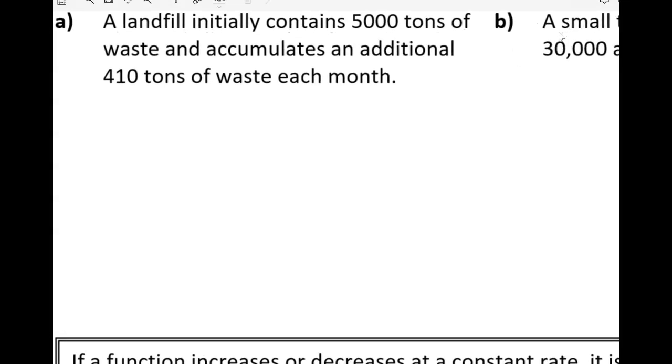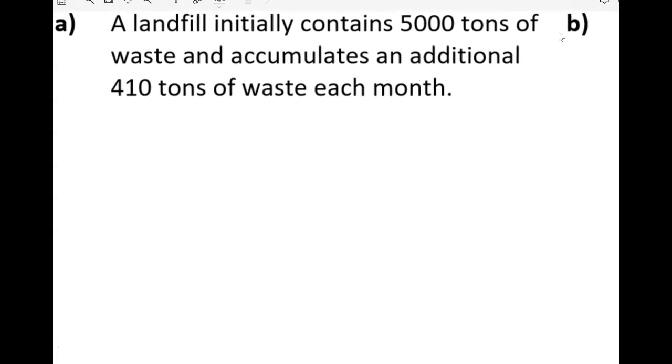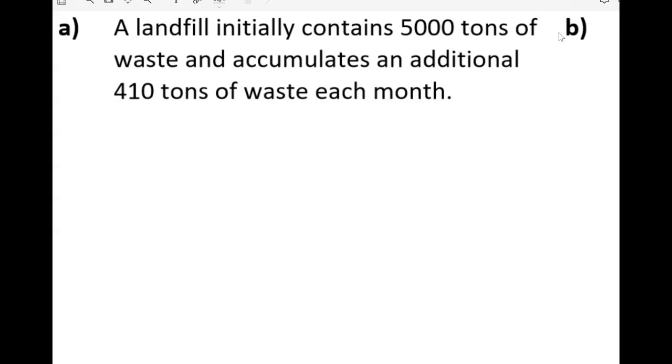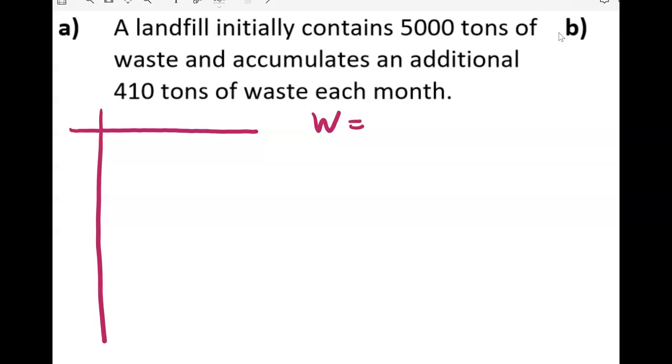So in 1a, we have a landfill that initially contains 5,000 tons of waste and accumulates an additional 410 tons of waste each month. So we're going to make a table of values, and we need two variables here. The thing that we're measuring is the amount of waste. Let's call that W. Let's be really specific about it. It is the number of tons of waste.